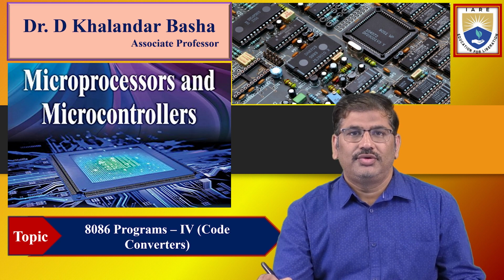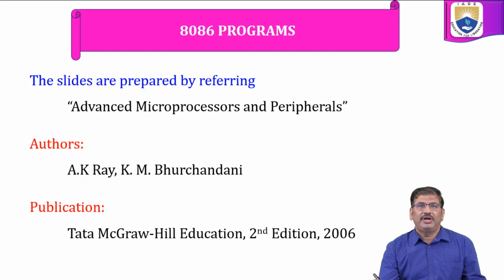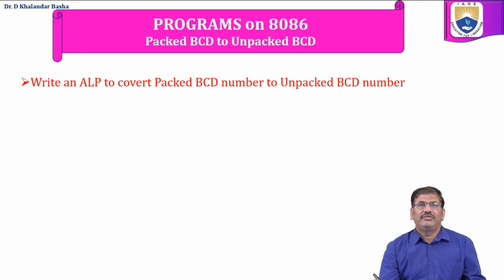Today we will see a few programs related to code converters. The slides are prepared by referring to the textbook Advanced Microprocessor and Peripherals, authors A.K. Ray and K.M. Bhurchandi, publication Tata McGraw-Hill. So the first program we will see is: write an ALP to convert a packed BCD number to an unpacked BCD number.